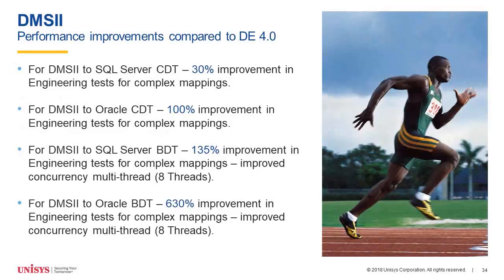For DMS2, we spent a lot of time in this release looking at our scalability, and we've had some significant improvements here. You can see here for DMS2 to Oracle bulk data transfer with 8 threads, we've done quite well. I just wanted to give you some idea of the work that's been going on. As I said, our main focus has been scalability and making sure we're doing the most optimal processing and CPU and memory usage.